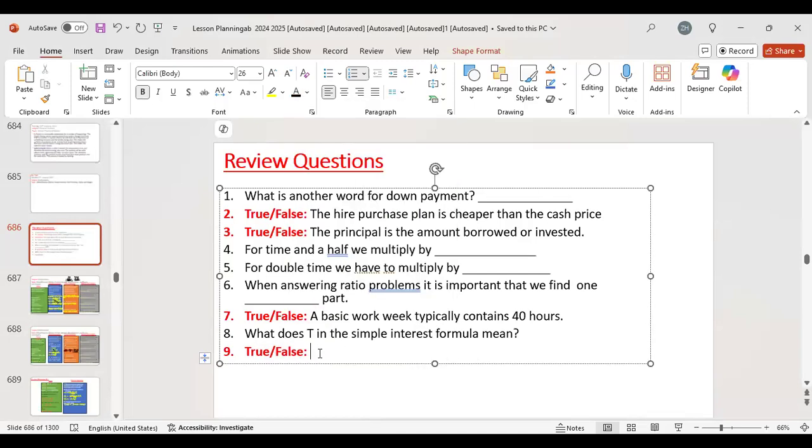Number 9. Sorry, number 9 is supposed to be: respectively means in chronological order. True or false?